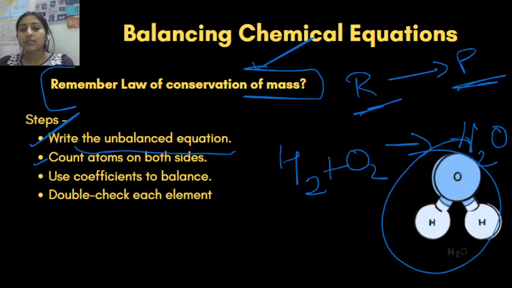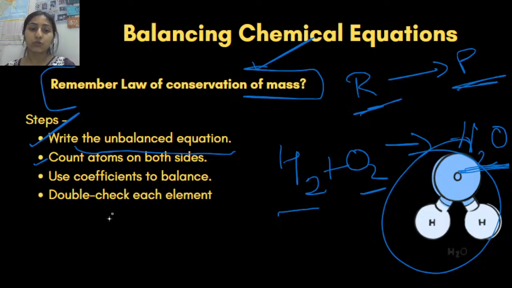So this is an unbalanced reaction because there are two atoms of hydrogen and two atoms of oxygen over here. But on the product side, there are two atoms of hydrogen, whereas just one atom of oxygen, which makes it quite imbalanced. To follow the law of conservation of mass, we must balance it. So how would we balance? Firstly, we'll count the atoms on both sides. Then we will use coefficients to balance this equation.